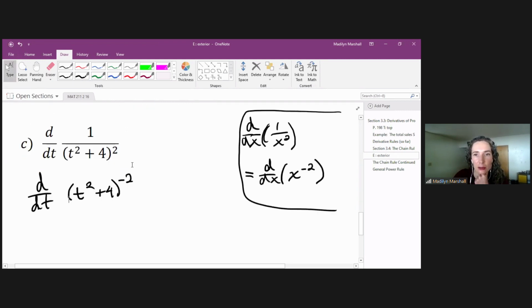So all of the rules we have are what we're using here. Even though it's starting out looking a little bit nasty, we can think back, and when we're looking at our interior and exterior, we can recognize that this exterior of 1 over something squared is really just x to the negative 2, which gives us a way to use the power rule.